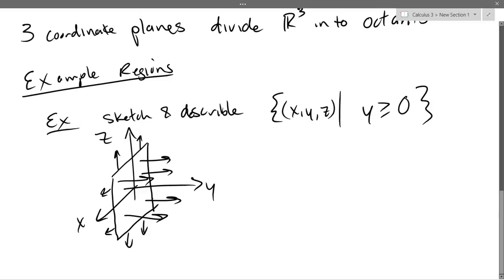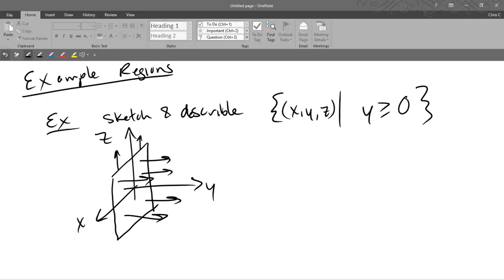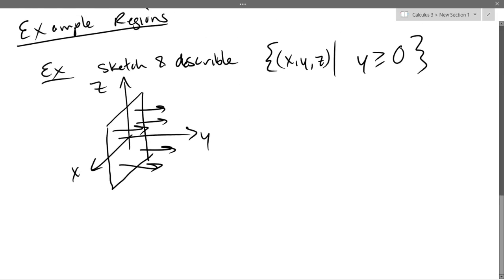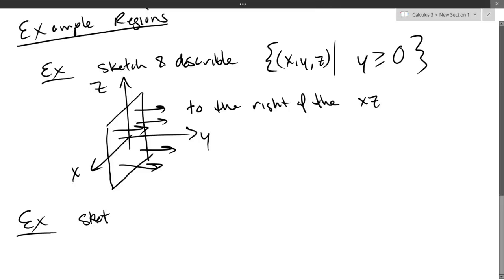So don't draw these secondary arrows, but the plane goes in all four directions forever. That's too many arrows, in my opinion, so I'm going to delete the ones that signify the plane goes forever. We'll just leave it like this. So we've got the plane and then everything to the side of it, to the right. So describing it, we'll say, to the right of the XZ plane.